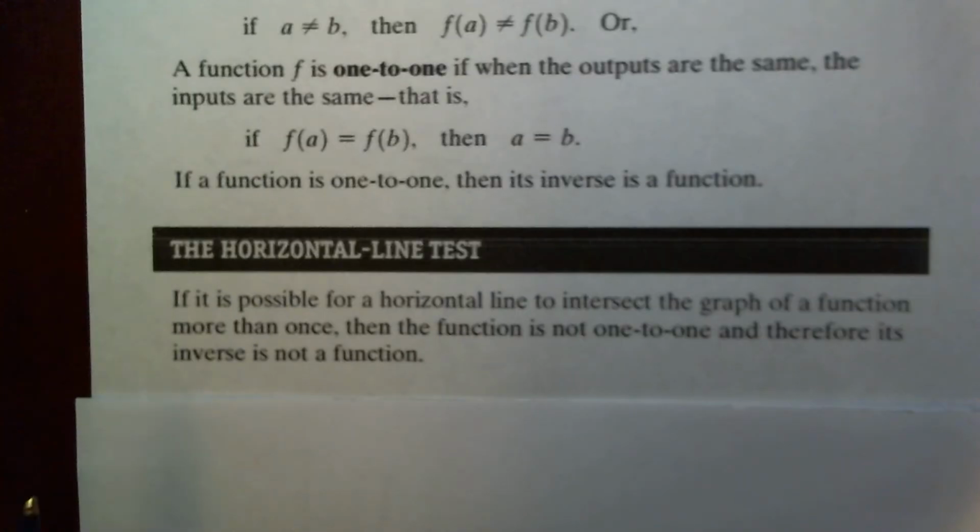So we're familiar with the vertical line test, and now here's the horizontal line test. If it is possible for a horizontal line to intersect the graph of a function more than once, then the function is not one-to-one, and therefore its inverse is not a function.